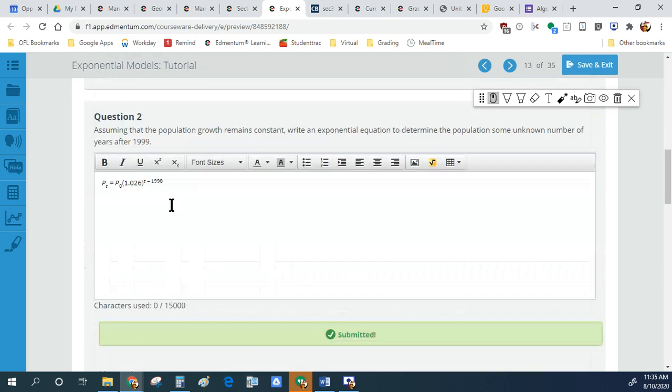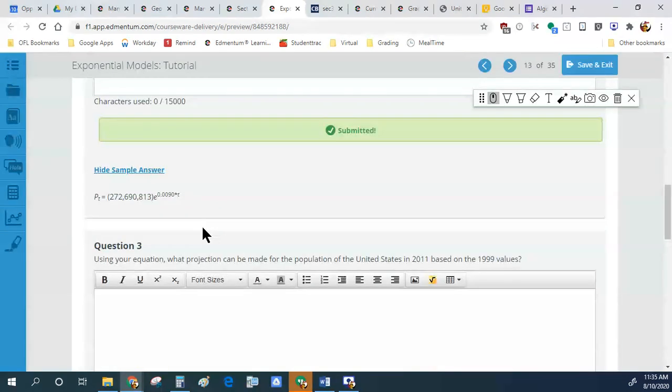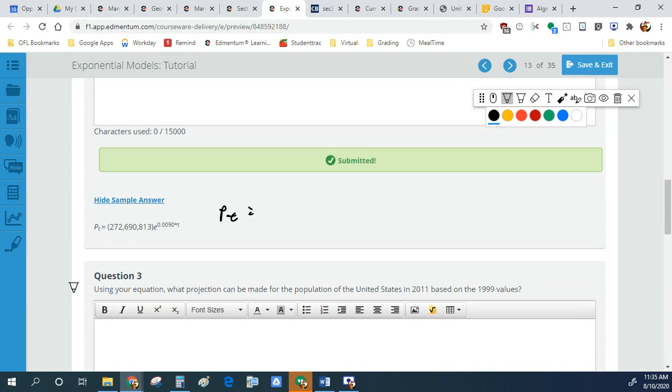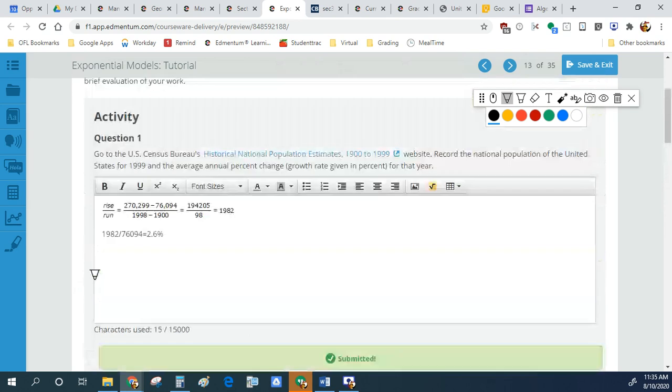026. Because their numbers are different than ours, we would write it down as P of T equals our starting population, which they want as the actual starting population of 1998. So we would do, not that one, sorry. This one is so long.